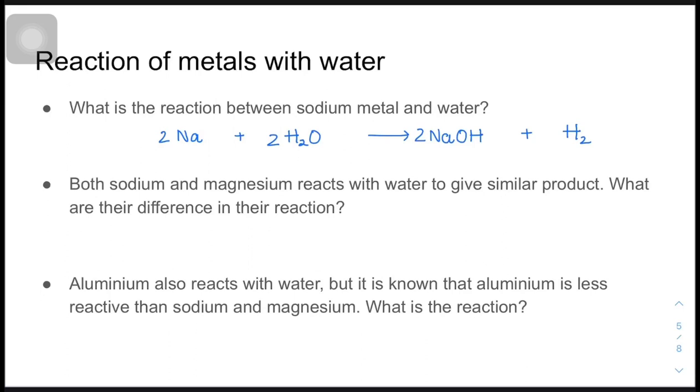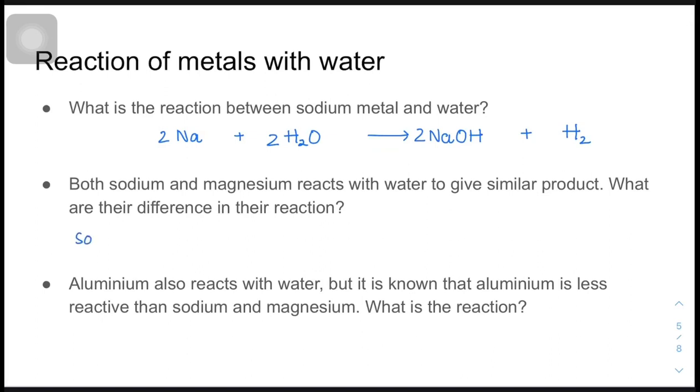Next question. Both sodium and magnesium react with water to give similar product. What are their difference in their reaction? As we know, sodium is one of the most reactive metal. Is magnesium reactive? Yes, they're still reactive, but not as reactive as sodium.